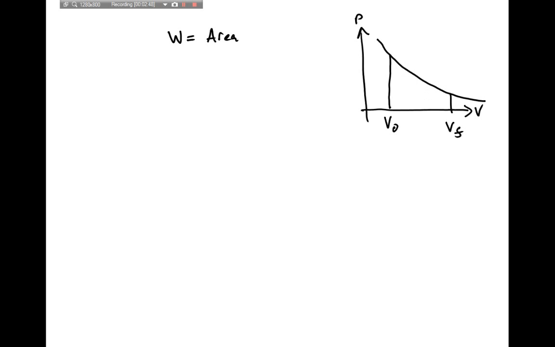And of course, if you've taken a calculus class, you know that the area under a curve is given by the integral. So if we have an isothermal process, we can actually calculate the work that is done using the ideal gas law. According to the ideal gas law, PV is equal to nRT. So if the temperature is held constant, it means that P is equal to some constant, nRT, divided by the volume. Another way I could write this is I could say it's equal to the initial pressure times the initial volume divided by the volume. So the pressure at any volume is given by the initial pressure and volume divided by the present volume.